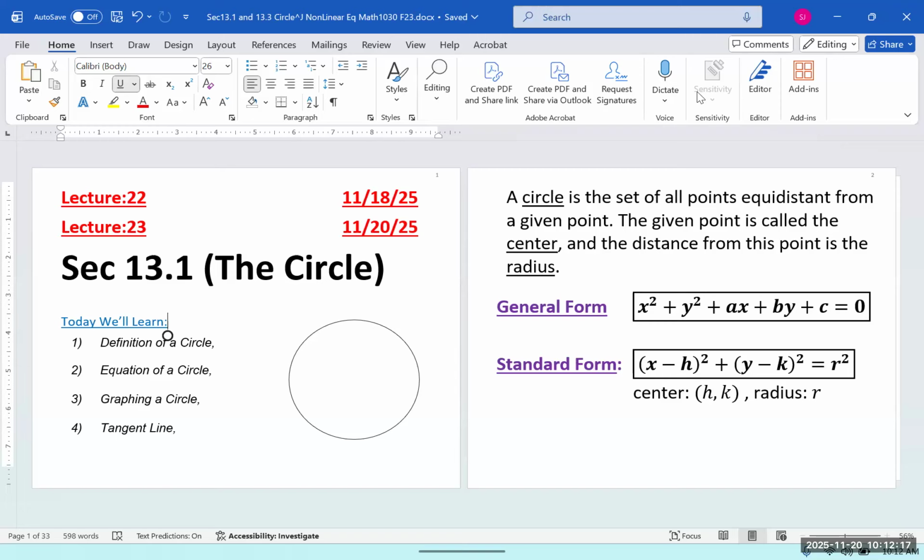Today we'll do fun stuff. We are going to talk about circle. Unfortunately, we're not going to find the area of the circle. Area of the circle is like geometry. So here we are going to convert one form of the circle into another form. We are going to find center, radius, domain, range. And then there is a new concept called tangent line. We're going to learn about tangent line. And that's all about section 13.1.